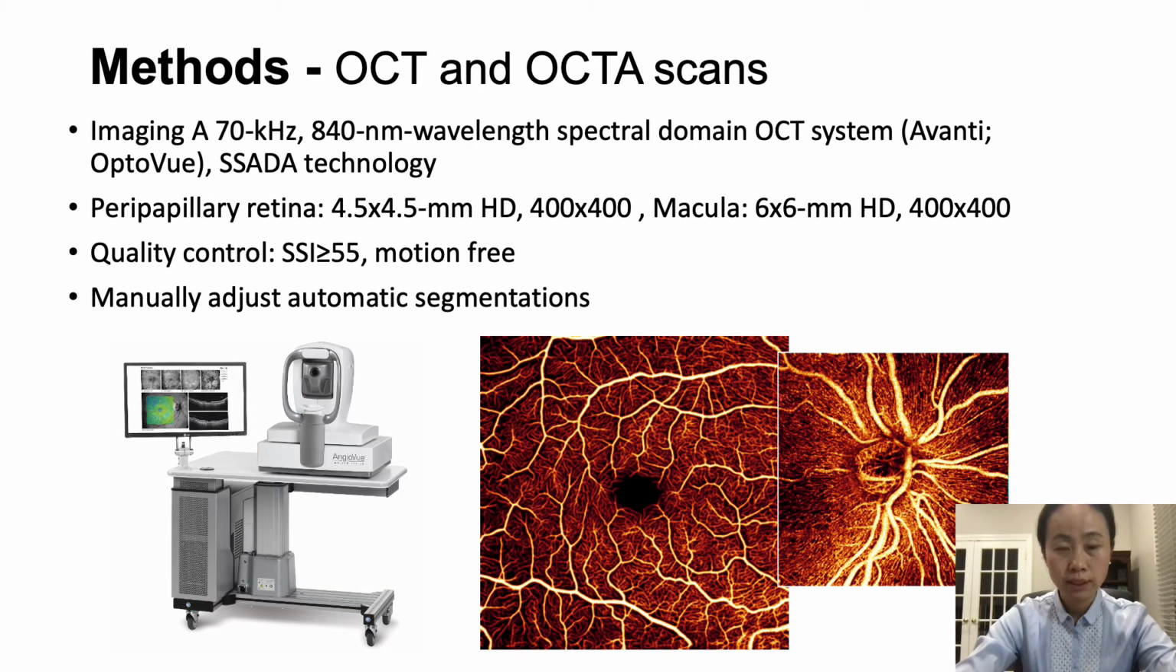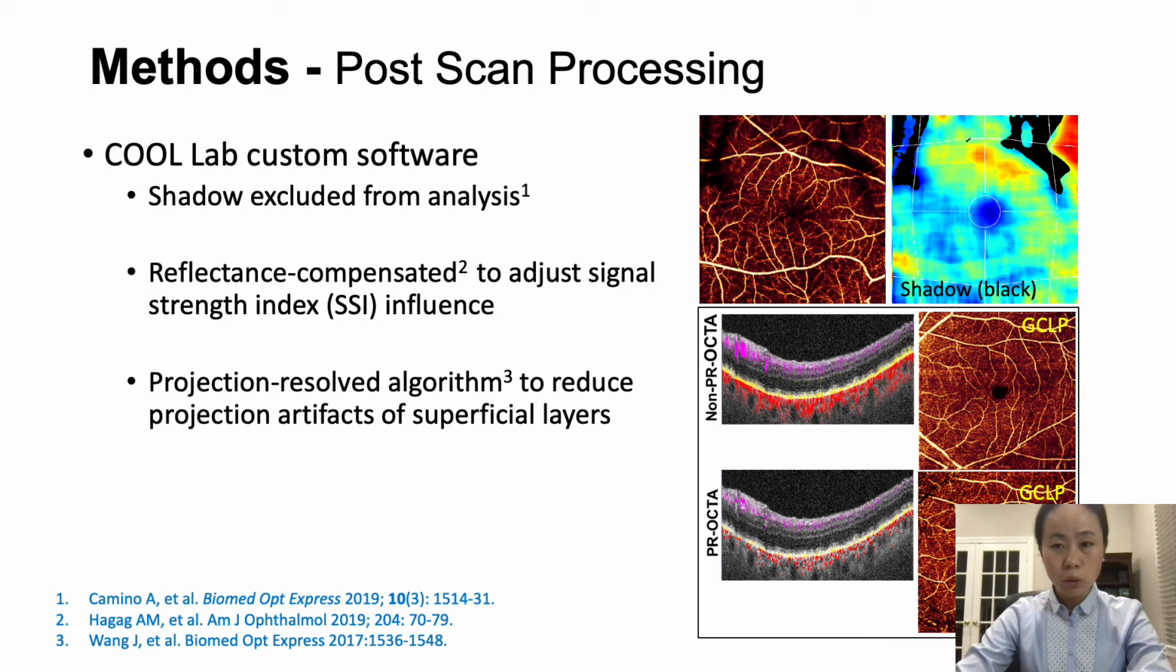The OCT and OCTA scans were performed using a spectral domain OCT system with SADA technology. Scan regions were peripapillary 4.5 mm and macular 6 mm squares. The scan signal strength index must be more than 55 and also motion-free. We used the QLab custom software to remove shadow from analysis and compensate the reflectance to adjust the signal strength index influence. The projection-resolved post-scan algorithm was used on the GCLP slab to reduce projection artifact.